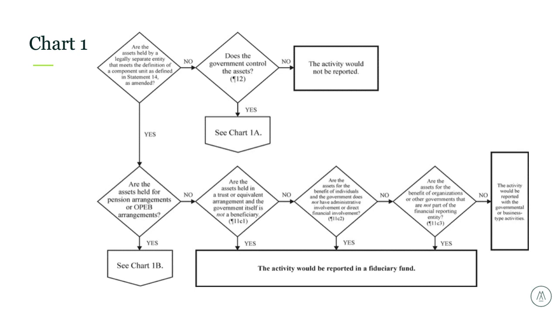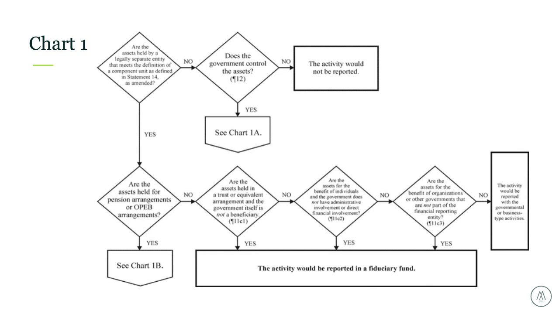But as you're looking at this one, this is chart 1 in the back, and the first question to really kick off your analysis is, are these assets held by a legally separate entity that is considered a component unit? So is it a legal entity that has its own reporting?